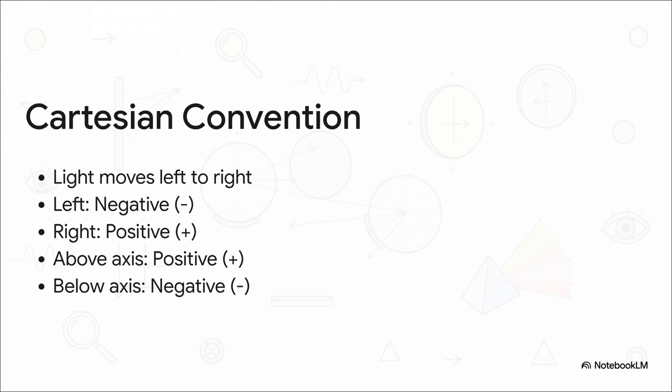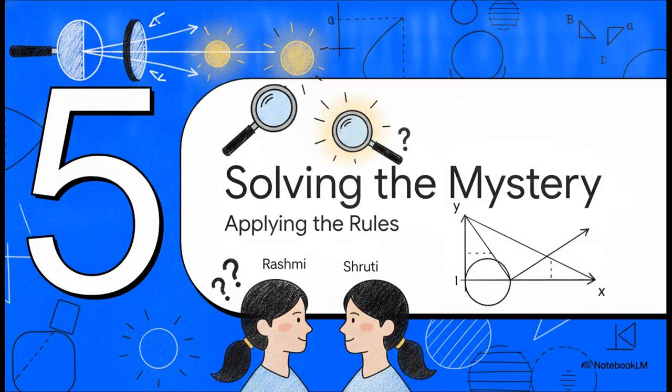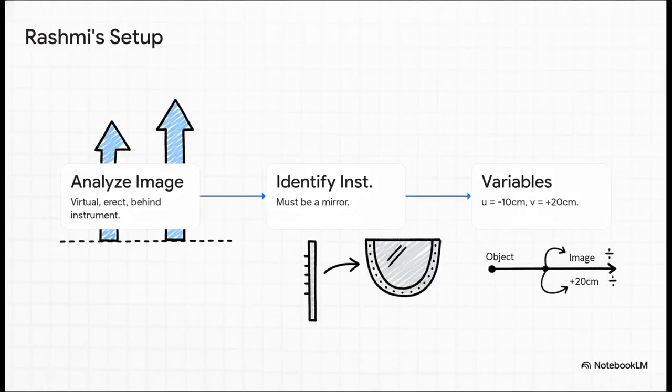So that pencil placed in front of an instrument on the left, it'll always have a negative U. And this brilliantly illustrates our final part. Section 5, solving the mystery by applying the rules. Okay, let's play detective with Rashmi first. She's got an upright image, which tells us it's virtual and erect. Crucially, it appears behind the instrument.